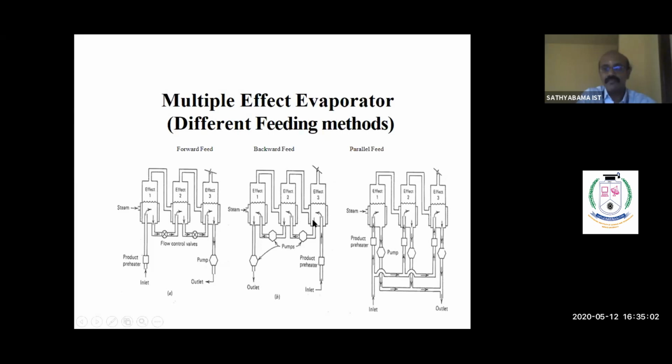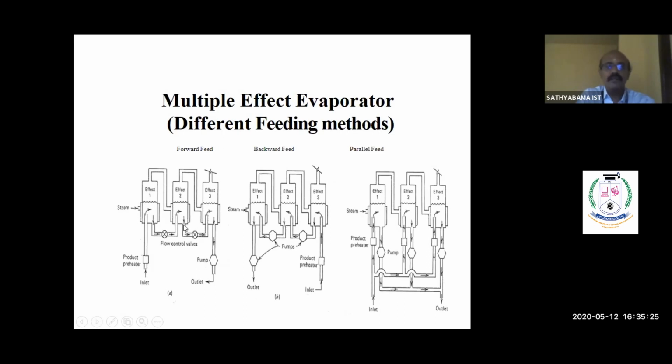So to transfer the liquor from one effect to another effect, whenever you are going to transfer the liquid in increasing pressure order, we have to install additional pumps. So here a pump arrangement is required such that the transfer of liquid can take place. So this is the difference between forward feed and backward feeding arrangement.